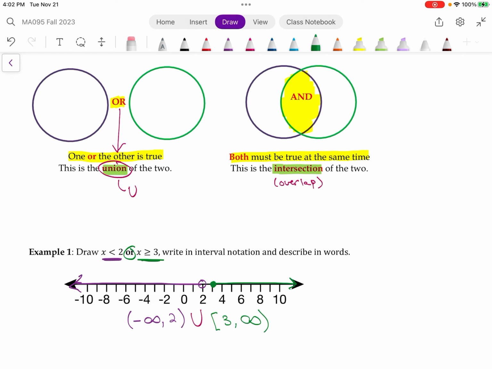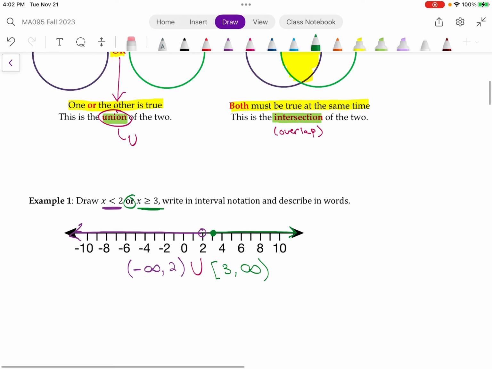Okay, so stop, pause the video, and think about that if you need to before we go on. I don't have a lot of the same kind of problems on here because there was just too many. So if you need to think about it, you should stop, pause, think about it.